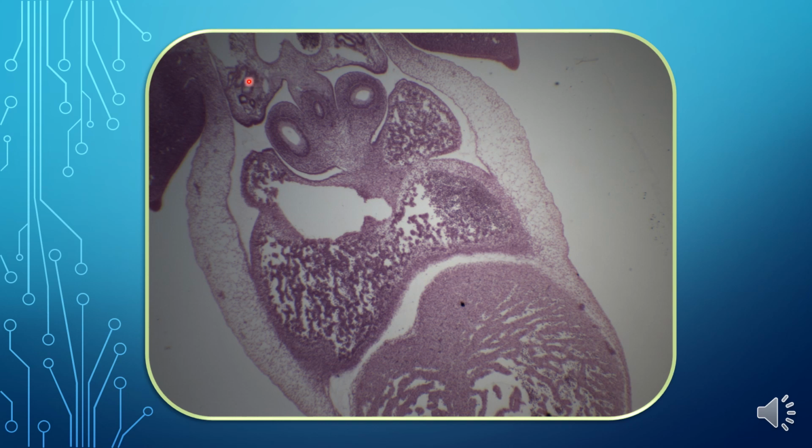Also you can see this is the renal formation beginning, the mesonephric tubules, and this is the dorsal mesentery, ventral mesentery, esophagus, and the main bronchi of the lung.